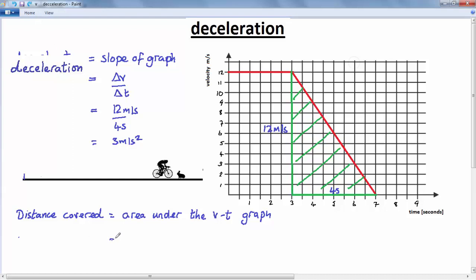So the area under the curve in this case is equal to a half times 4, that's the base, times 12, which is the height, which is equal to 24 meters. So the distance covered by the cyclist from the moment he starts to brake to the point where he stops just before the rabbit is 24 meters.